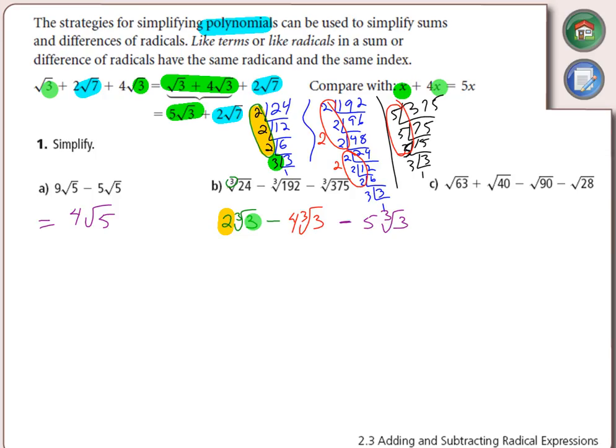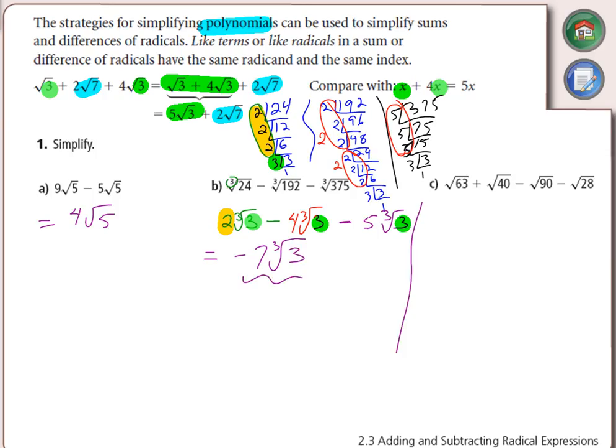Oh, look at that. We've got underneath there 3's all the same. We can bring them together. They're all like terms. So 2 minus 4 minus 5 gives us negative 7 cube root of 3. Done. Last one there.